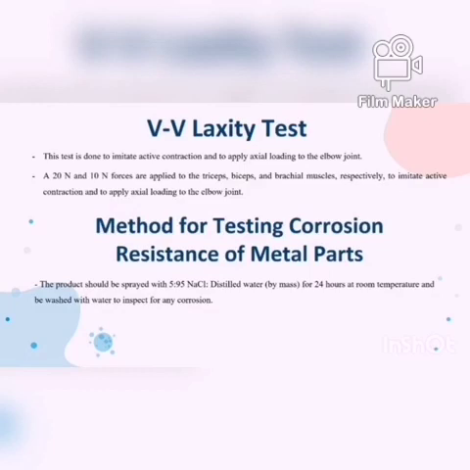Next is the method for testing corrosion resistance of metal parts. The product should be sprayed with natrium chloride distilled water for 24 hours at room temperature and be washed with water to inspect for any corrosion.